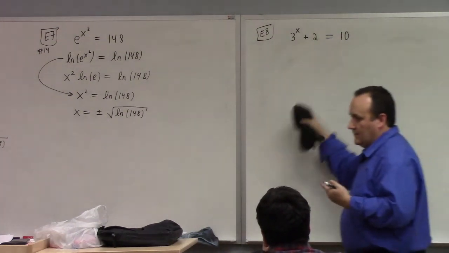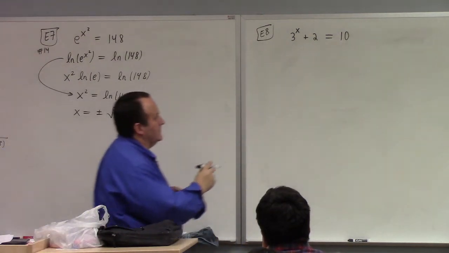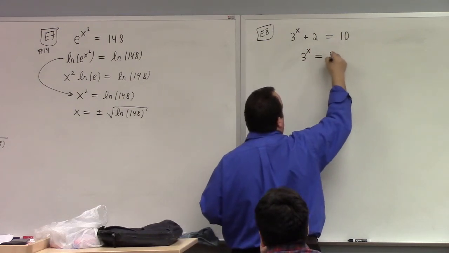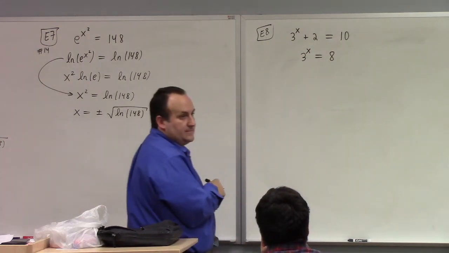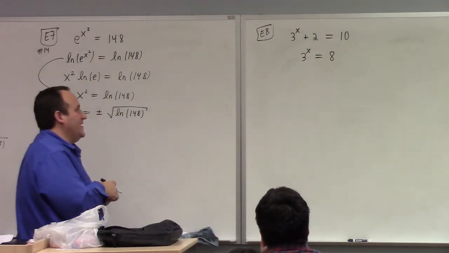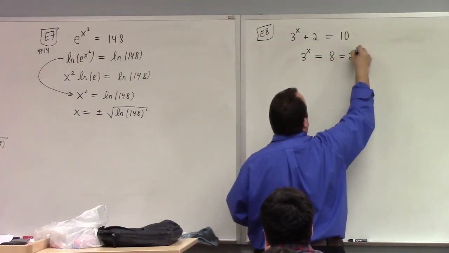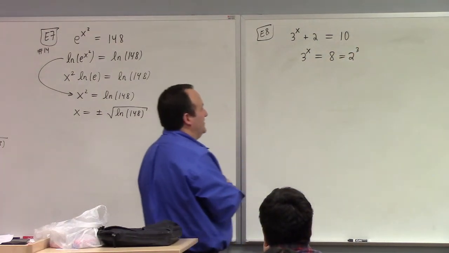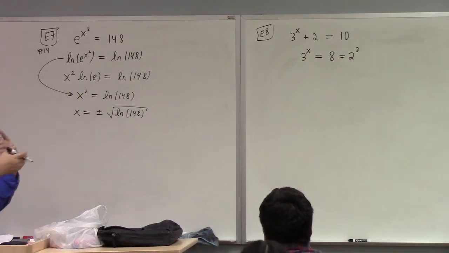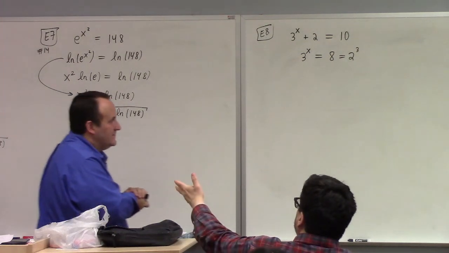Do you subtract 2? We just subtract 2 from both sides. Yeah, we have 3 to the x equals 8, right? And then 2 to the third power. Well, okay, yeah, that's 2 to the third power, but does that help you? I'm not sure that really helps, because we've got base 3 and base 2, right? They're not the same. So then you have to do that.